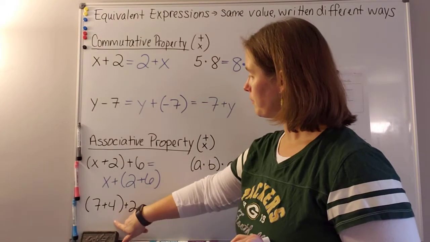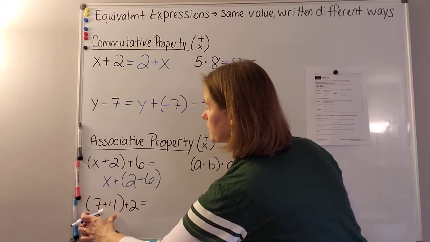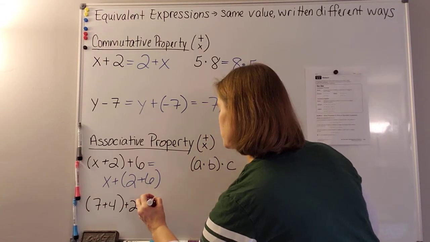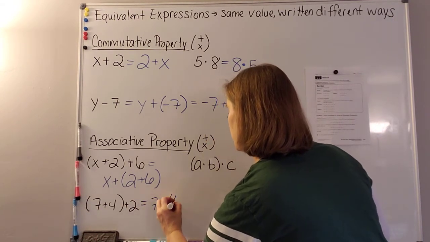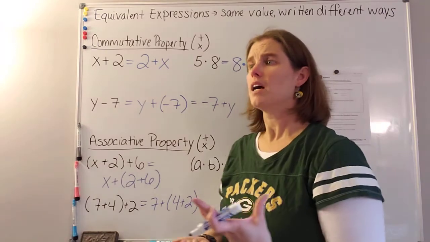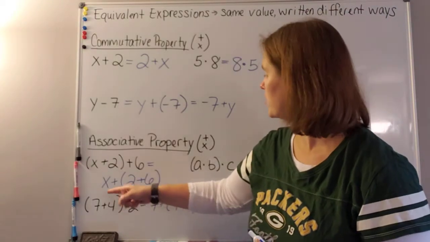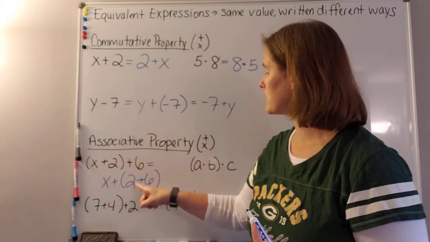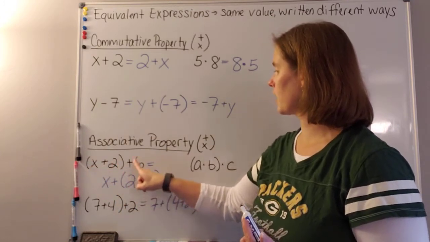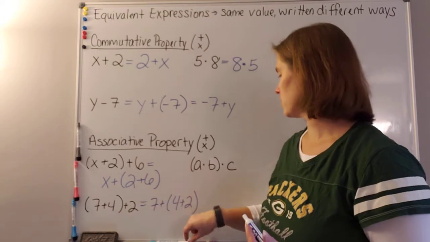Or down here, I'm going to move the parentheses over from being around 7 plus 4 to being around 4 plus 2. It may just be easier to do that work first. That's largely why we use the associative property. But notice in each of these, the order of the terms did not change. X is first, 2 is second, 6 is third. 7 is first, 4 is second, and 2 is third.